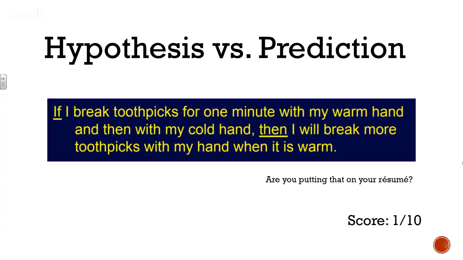Okay, so if I break toothpicks for 1 minute with my warm hand and then with my cold hand, then I will break more toothpicks with my hand when it is warm. Is this a good hypothesis? No, why not? I was supposed to block out the score so it wouldn't be as obvious, but I realized I didn't do that. But anyways, what's wrong with this hypothesis? It has if-then, right? Isn't that the standard definition? What's wrong with this hypothesis?